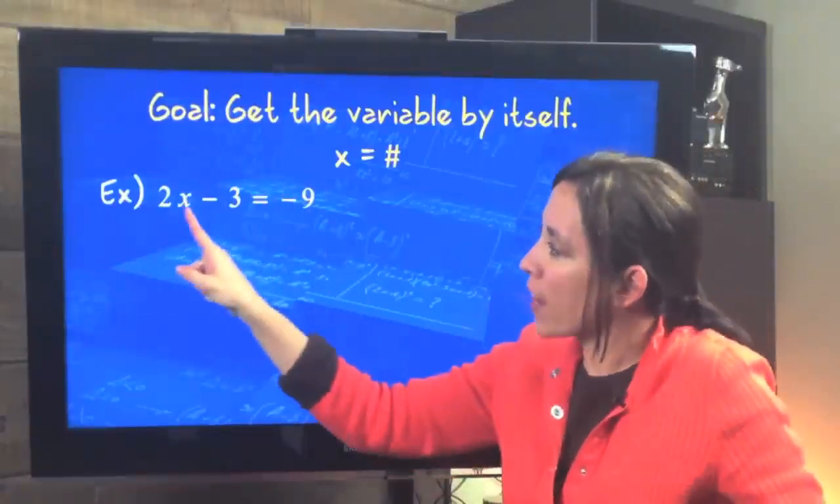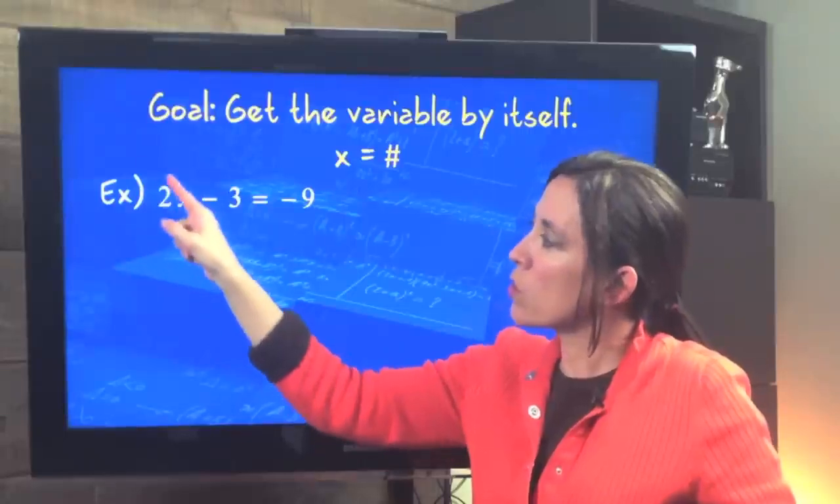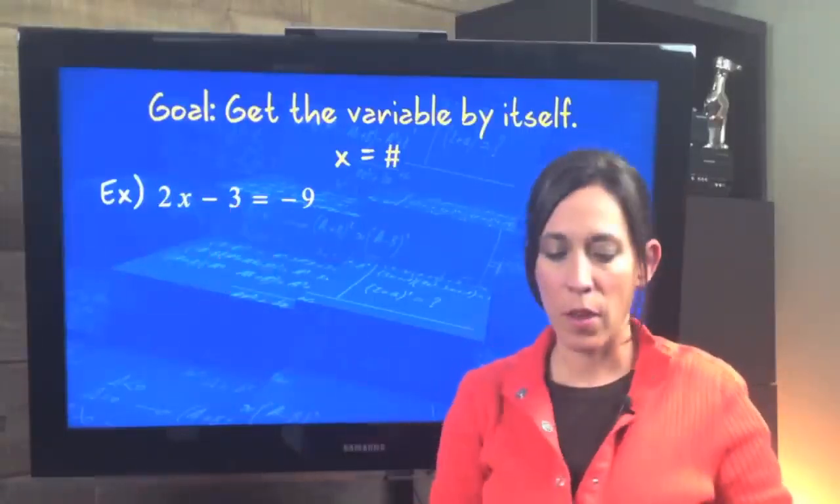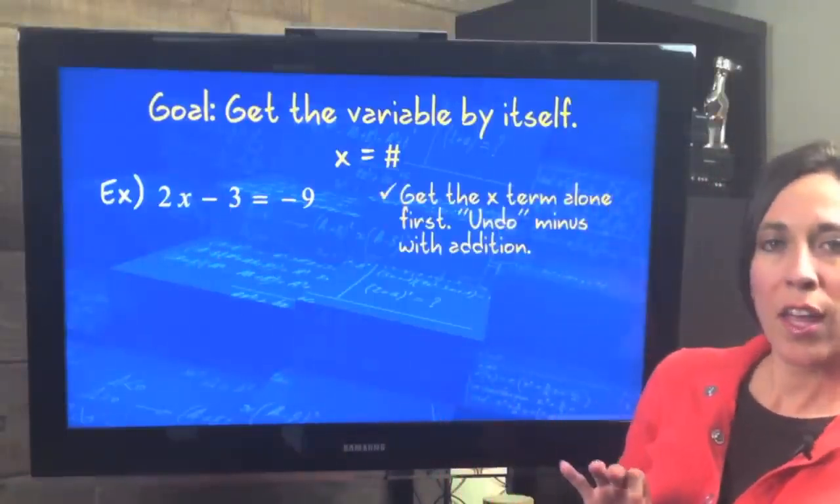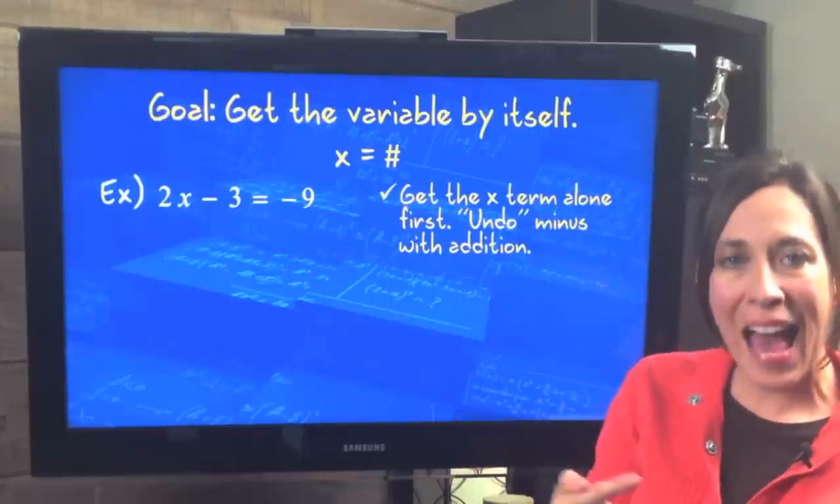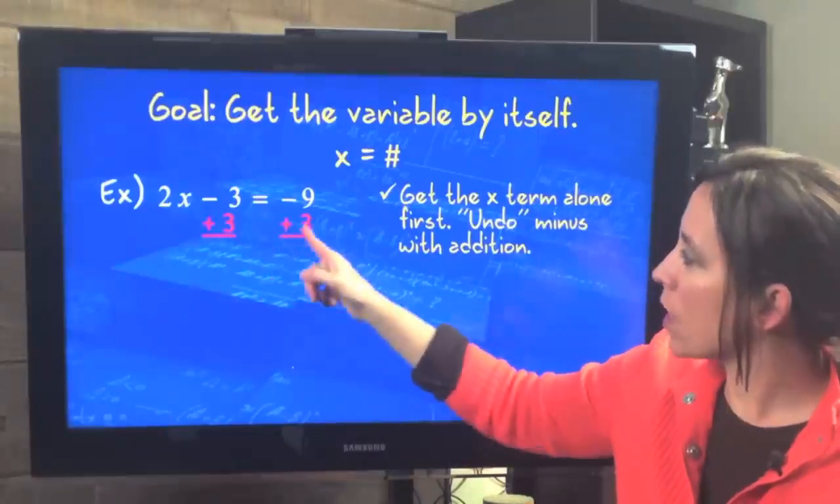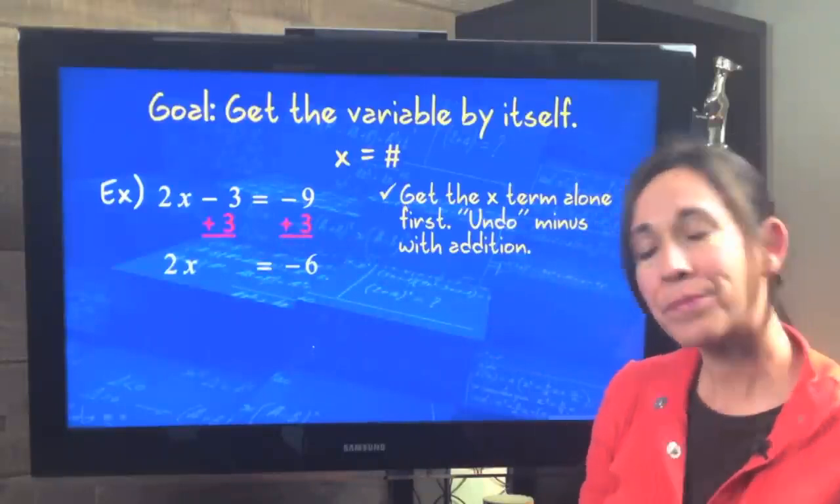So right here we find the x. It's on the left-hand side. Now here's a 2 attached to it. So you've got an x term, but here we have a constant. So the first thing we want to do is to get the x term alone. So we're going to undo that subtraction, that little minus sign, by adding the 3 to both sides. So we add 3 here, there's your equal sign, add a 3 there, we get 2x equals -6.